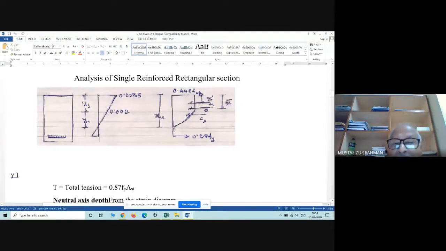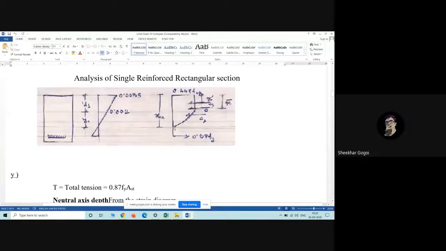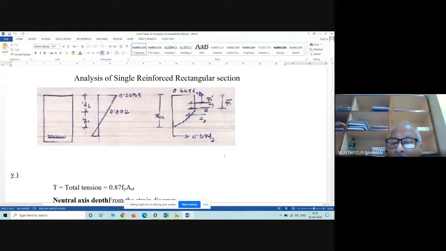Okay, now here see the peculiarity. So this is 0. This is 0. Is it visible for all of you? Yes, sir. So here it is 0. Correct.